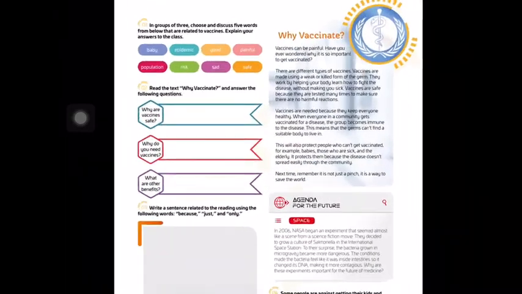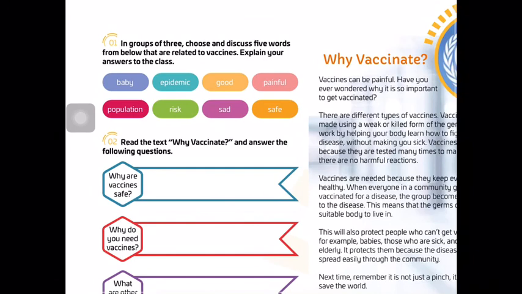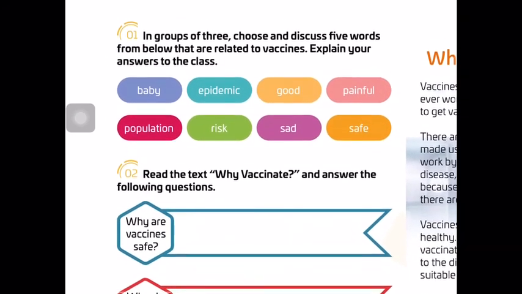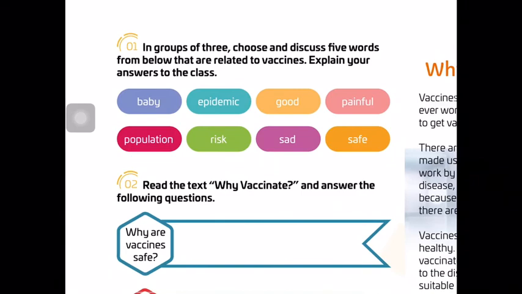On the page 50, it says in groups of 3, choose and discuss 5 words from below that are related to vaccines. A vaccine is an injection, is a liquid, a solution, something that prevents diseases. Okay, that's a vaccine. There are different kinds of vaccines, and nowadays people are looking for a vaccine, for a cure for the coronavirus, for example. Okay, explain your answers to the class.